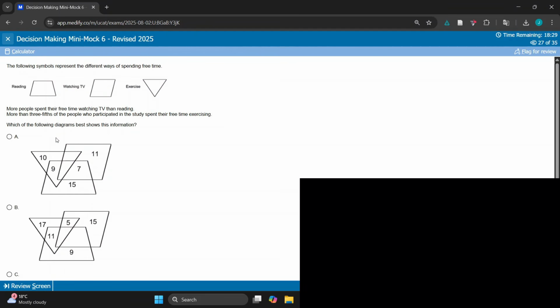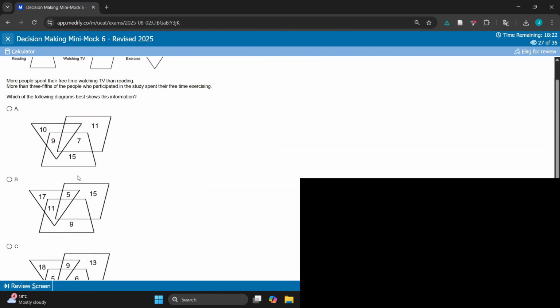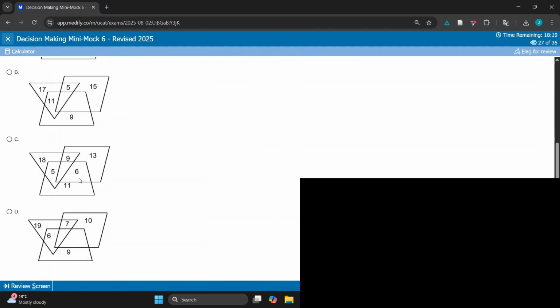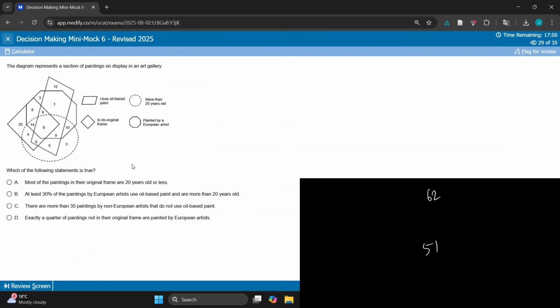More than 3/5 of people participating in the study spent their free time exercising. Okay, so more than 3/5 spent their free time exercising. Exercising is a triangle. In this one, it's 27, 32, 38, 51, 62 in the top one. And if it's more than 3/5, so 27, 32 over, I don't think that's more than 3/5. Then this one is 17, 17, 26, 32, 51, and then 25, 31 divided by 51. Oh yeah, so I think it has to be this one.